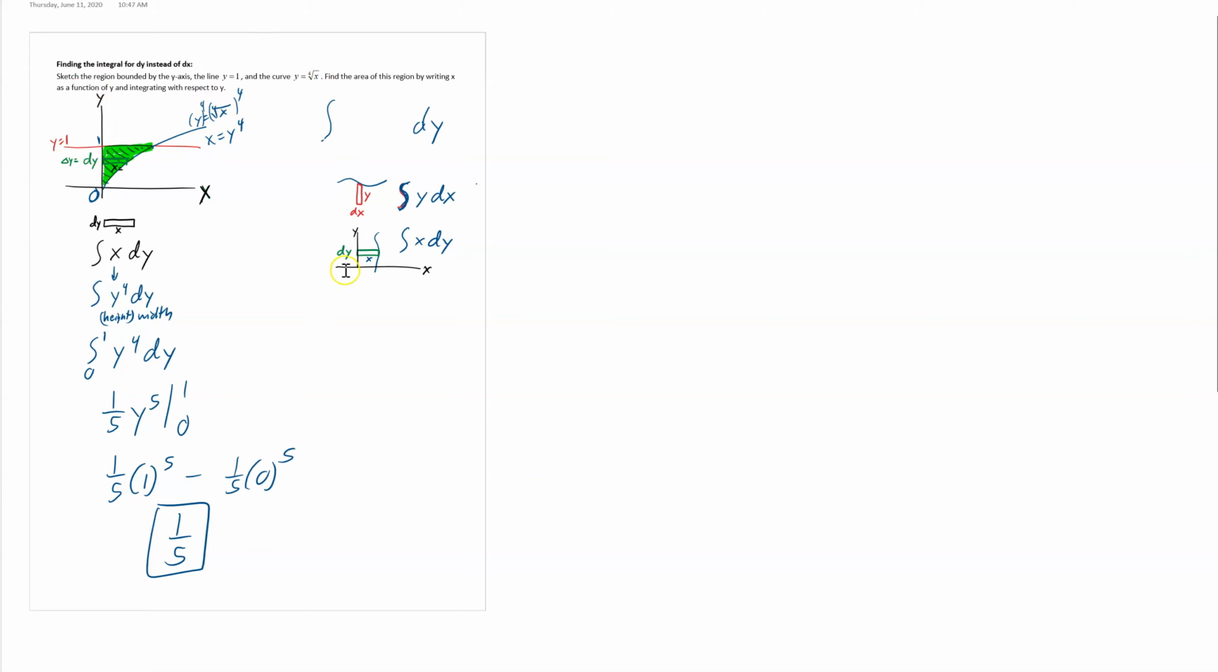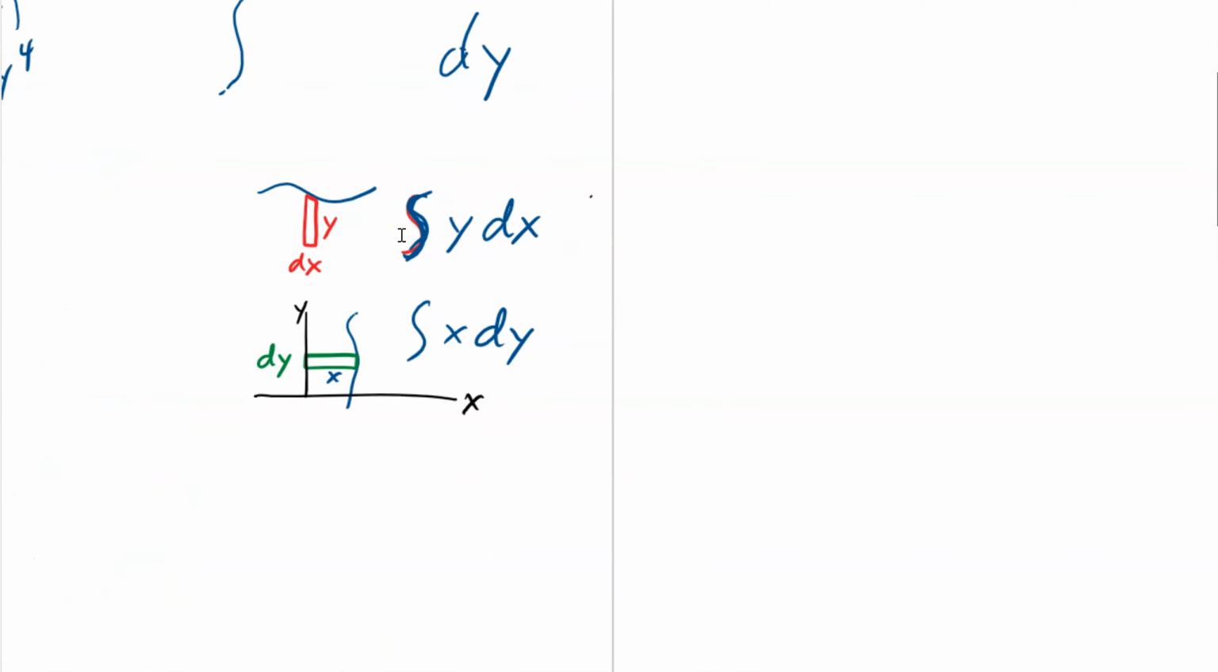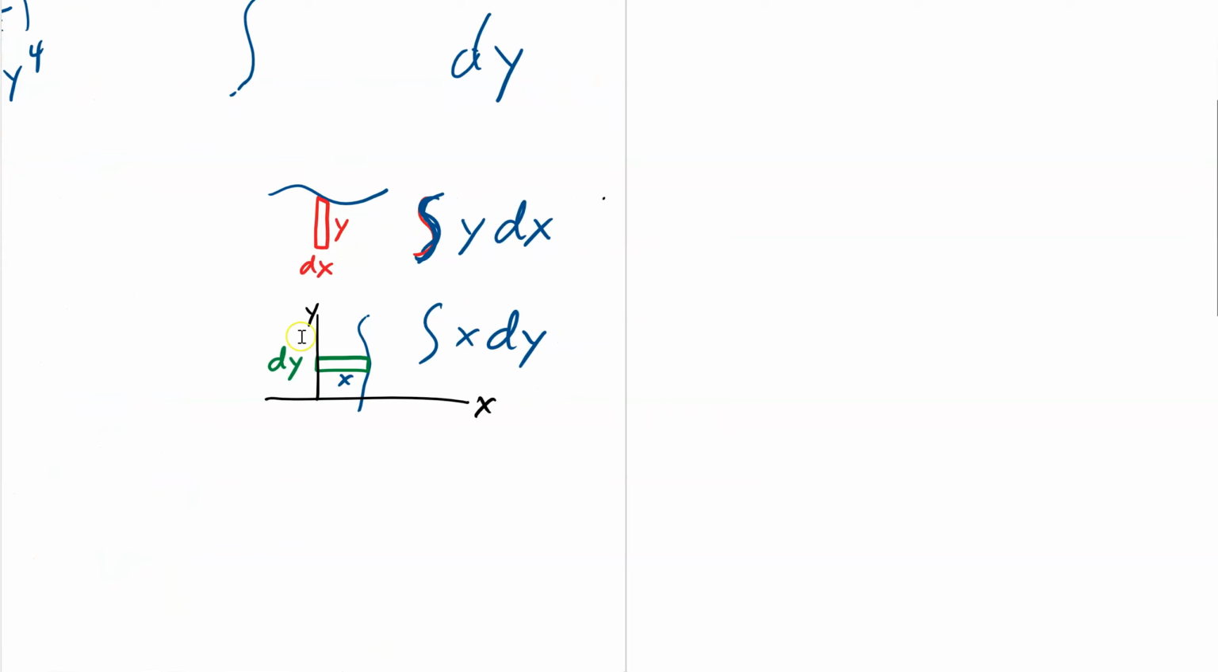So if you see that your rectangle is vertical, the width is dx and the height is y. And if you see that your rectangle is horizontal, the width is dy, and the height is x. And so now everything, when you write it, will be with y values. And everything here will have x values. Meaning this is our starting x to our finish x. And this would be our starting y to our finish y.